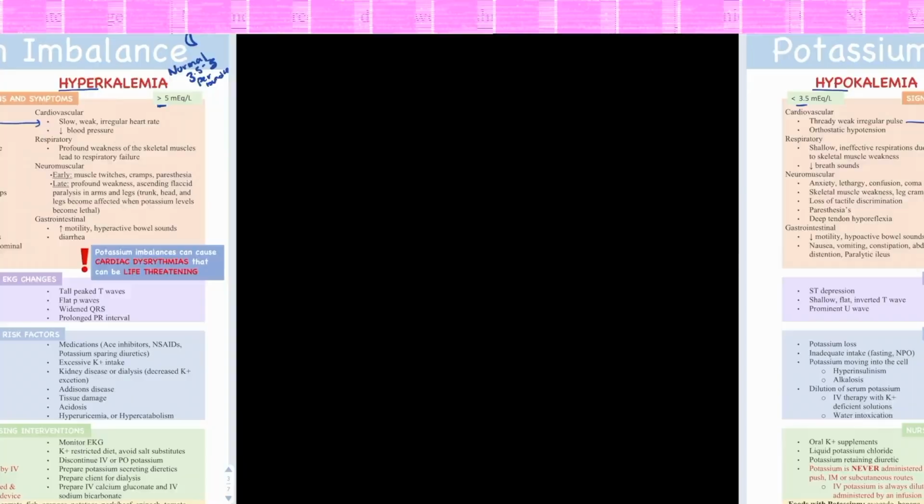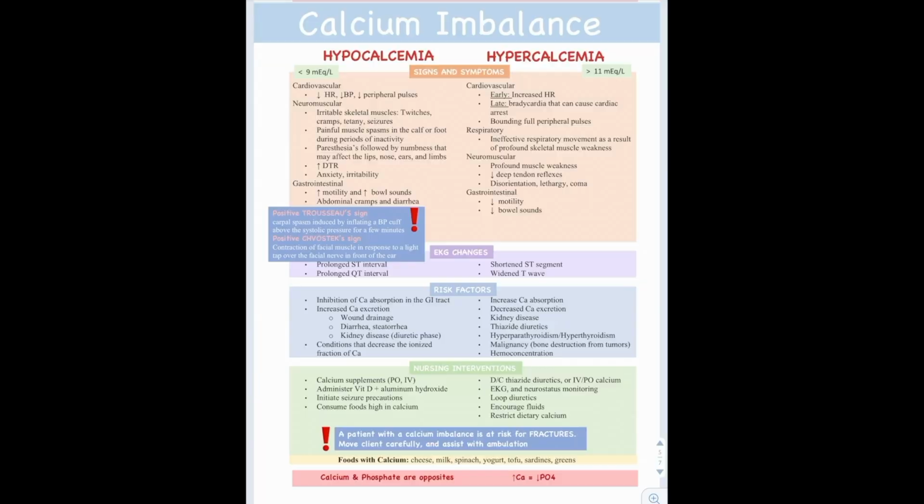All right, so let's talk about calcium imbalances. So we have hypocalcemia, which is less than 9, and hypercalcemia, which is greater than 11. And the way I remember these numbers is when I think calcium, I think call, and call 911. So that's how I remember that.